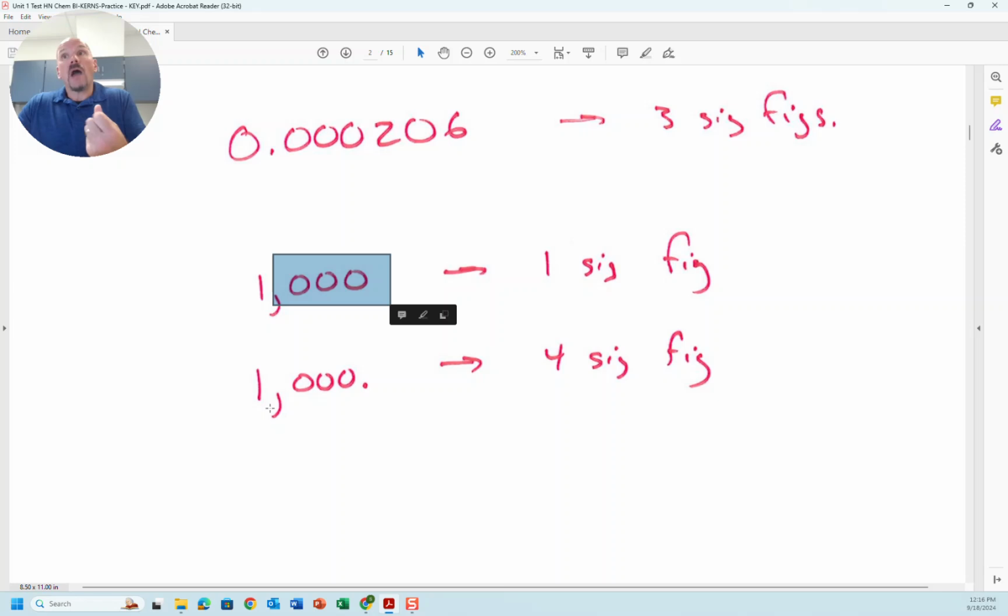Now, how could you make 1,000 have just 2 sig figs? Well, that's when you would have to say 1.0 times 10 to the third.